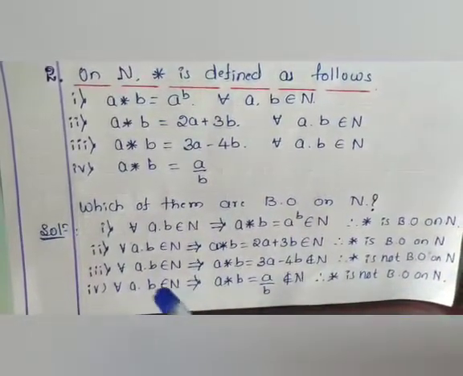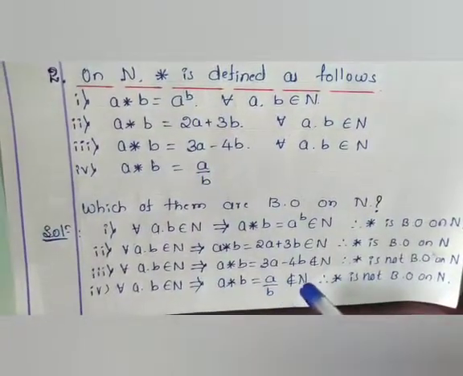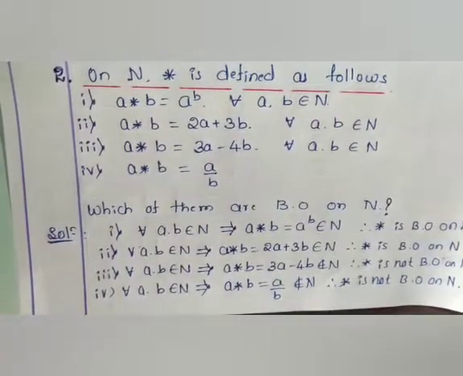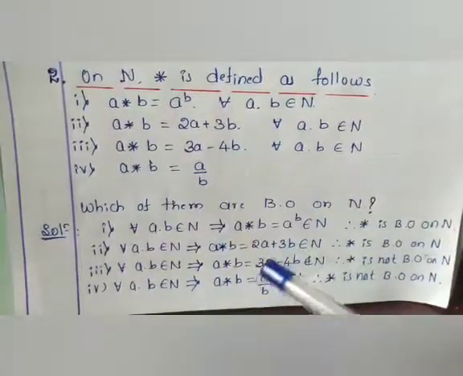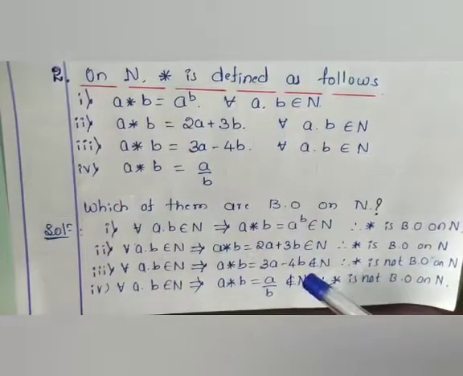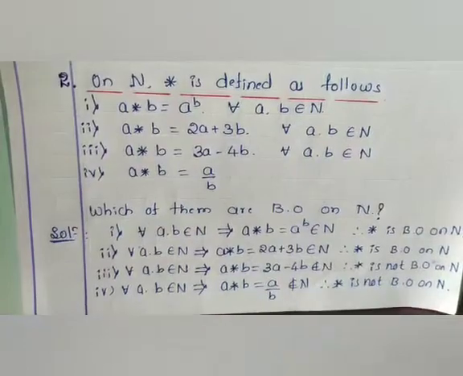The fourth one, a star b is defined as a by b. The results of dividing are not always natural numbers. Only the counting numbers 1, 2, 3, 4, 5, 6, 7, 8, 9 are natural numbers. Numbers such as 2 divided by 3, 3 divided by 5 are not natural numbers. Therefore, in this case, star is not a binary operation.